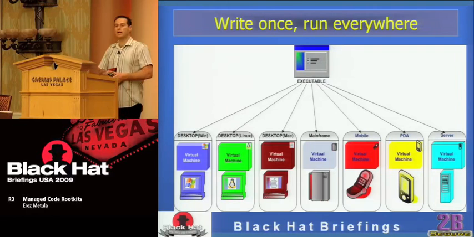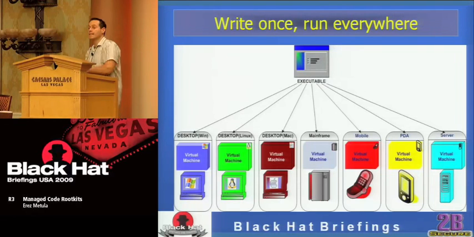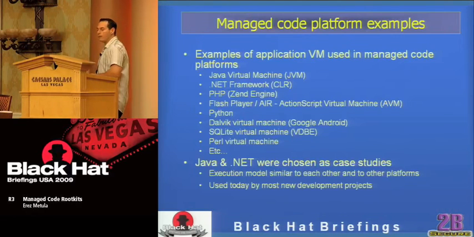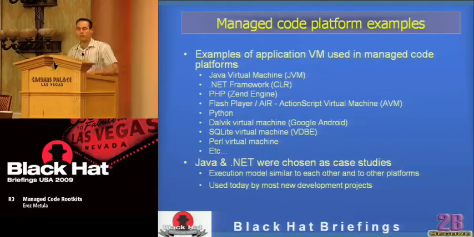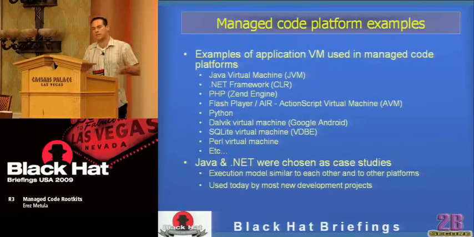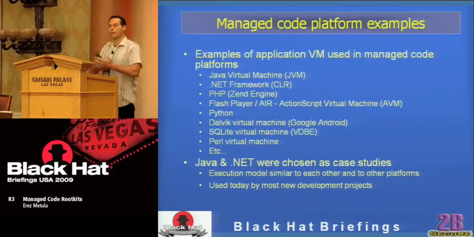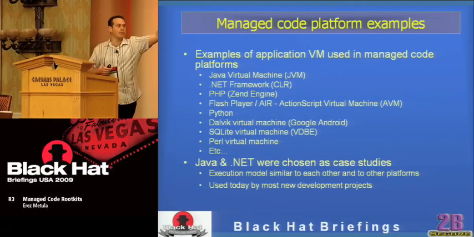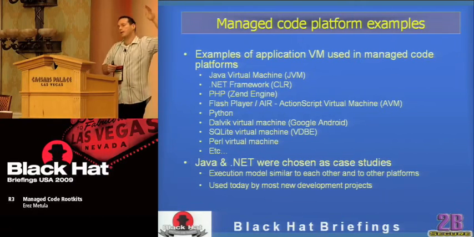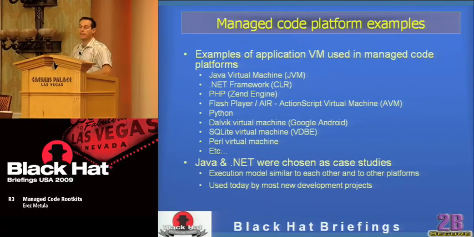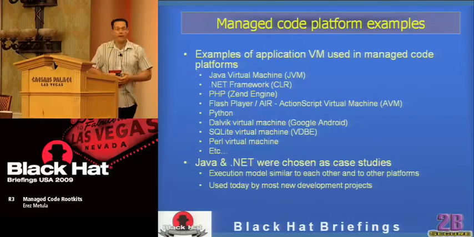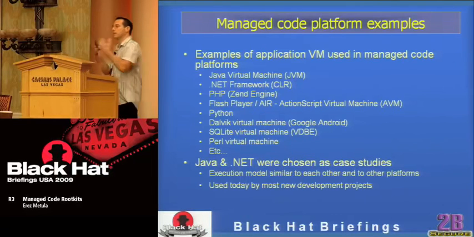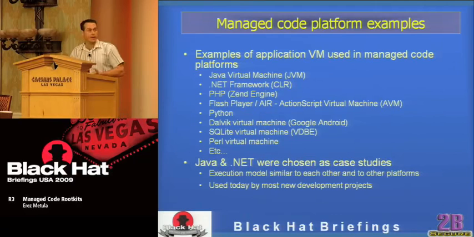And the virtual machine will transform it to the low-level assembly language. And when we're talking about managed code platforms, let's talk about a little bit of examples. This presentation today talks about problems that can be applied to all of those languages that we see back there. We're talking about Java, JVM, .NET CLR, PHP Zend engine, Python. Basically, most of the languages that run managed code are affected. And today we're going to stick with Java and .NET as case studies.